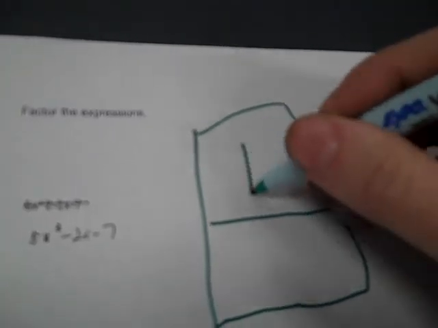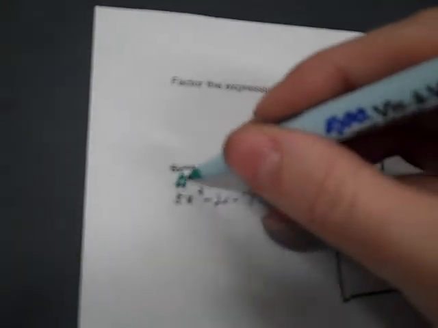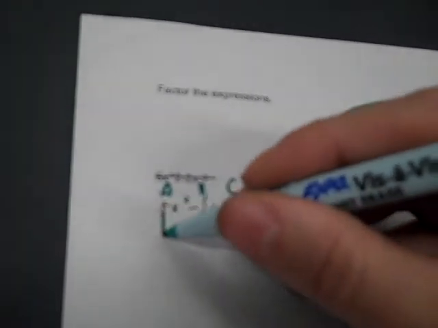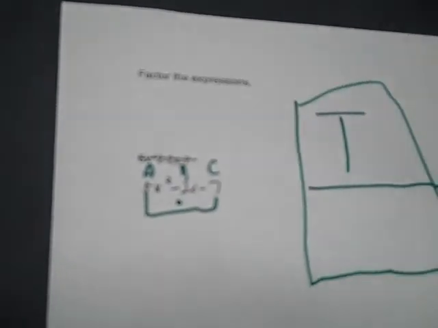Make a better box than I did. Then go ABC, just the GCF I crossed out, okay? And so I do my thing. I take 5 times negative 7, negative 35.